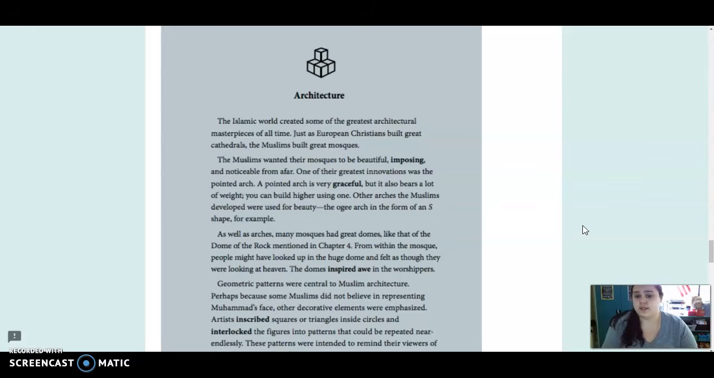As well as arches, many mosques had great domes, like that of the Dome of the Rock mentioned in chapter 4. From within the mosque, people might have looked up in the huge dome and felt as though they were looking at heaven. The domes inspired awe in the worshippers.